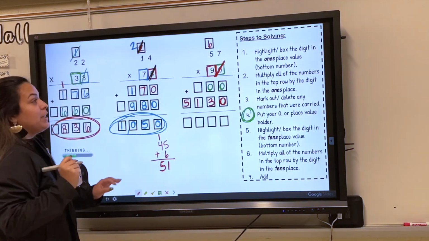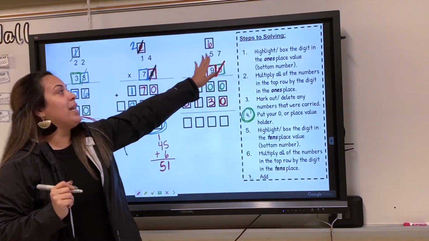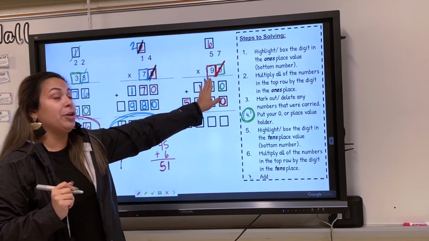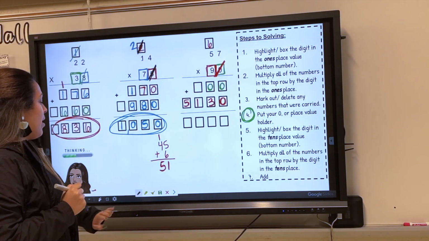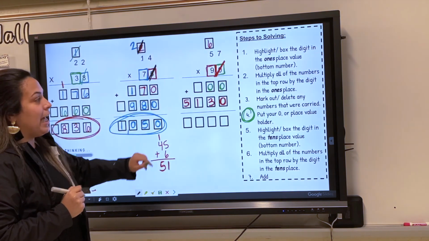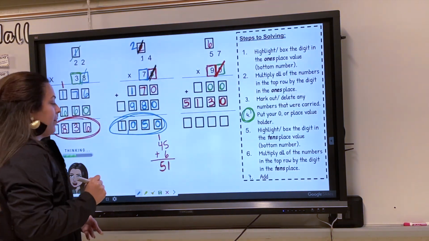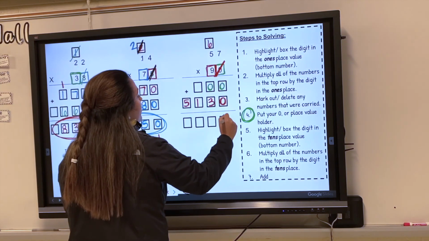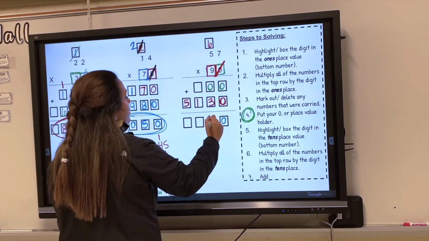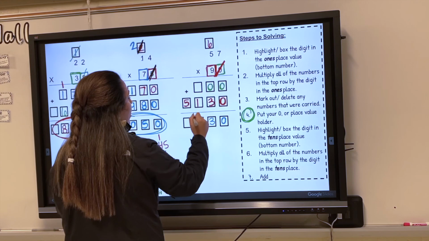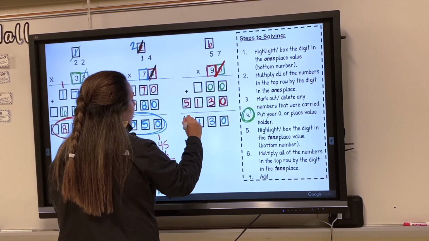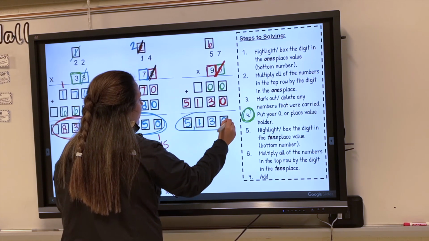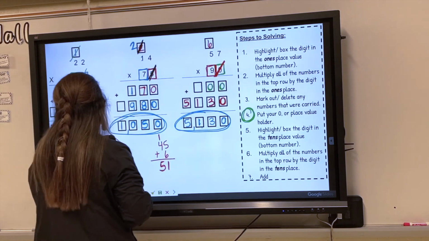Now that I'm done multiplying, because I don't have any other numbers at the top or any other numbers at the bottom that need to be multiplied, I can now add the products that I have gotten from multiplying. 0 plus 0 is 0. 0 plus 3 is 3. 1 plus nothing is 1. And then just bring down the 5. So our answer is 5,130.